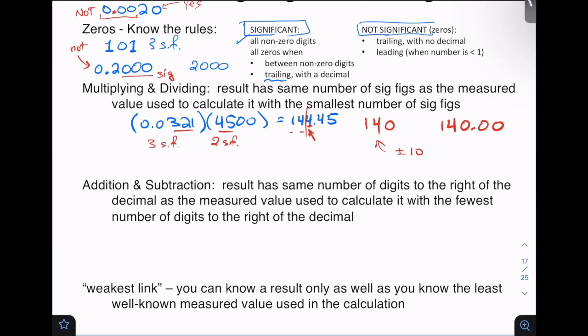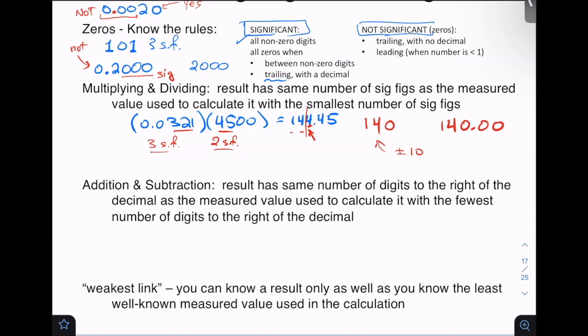So the question is, why did I stop at the 14 instead of stopping here? The answer is because I'm looking at the number of significant figures in my two measurements, and I'm limited by the one that has the fewest number of sig figs, and that's 2. So I had to stop at the 2. If I had evidence for 3 being the limiting one, then I would go one more. Absolutely.